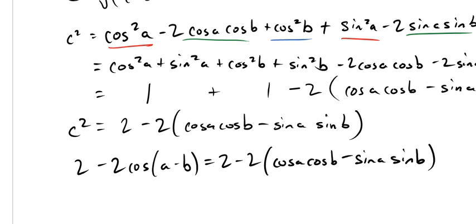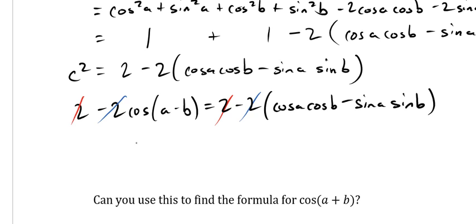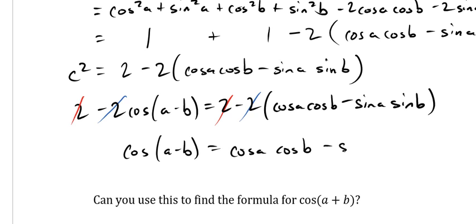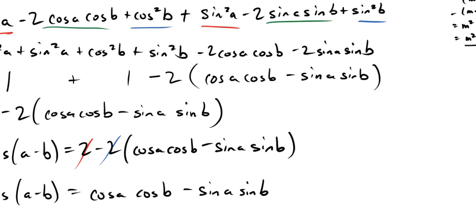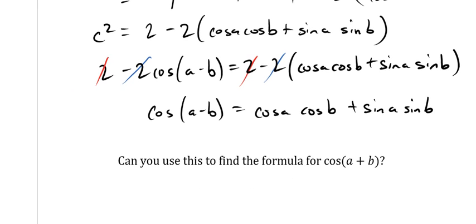Subtract 2 from both sides. Divide by negative 2 on both sides. And we're left with this: cos A minus B equals cos A cos B minus sine A sine B. Yeah. You're right, thank you very much. It should be plus. Good catch. Which makes sense because that's the formula. Very good.